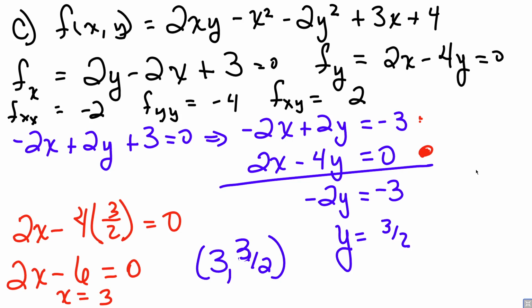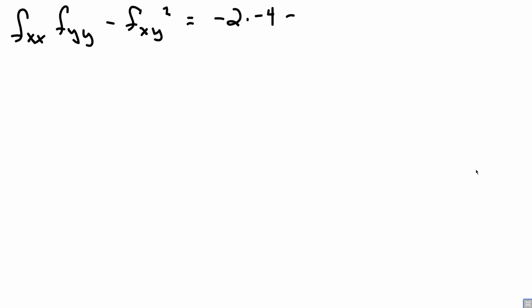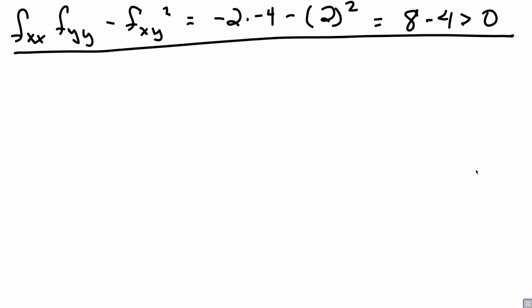Okay, we're going to deal with those values here real quick. Again, we have this formula here. If we plug in, we're going to have negative 2 times negative 4 minus 2 squared. Yes, 2 squared. So this is going to give us 8 minus 4, which is greater than 0. Since this expression is greater than 0, we're looking for either a local max or a local min.